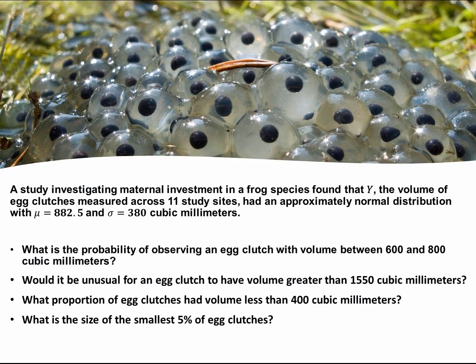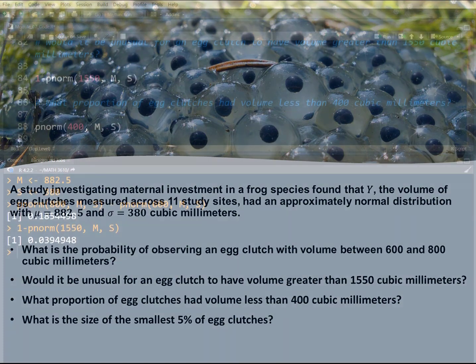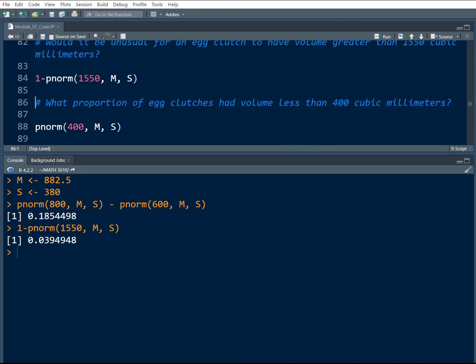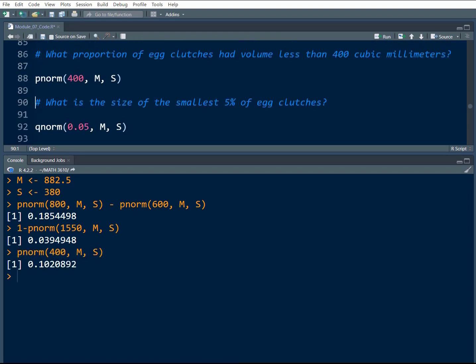What proportion of egg clutches had volume less than 400 cubic millimeters? We use the pnorm(400, m, s) command to find that the proportion is about 0.1021, or 10.21%.